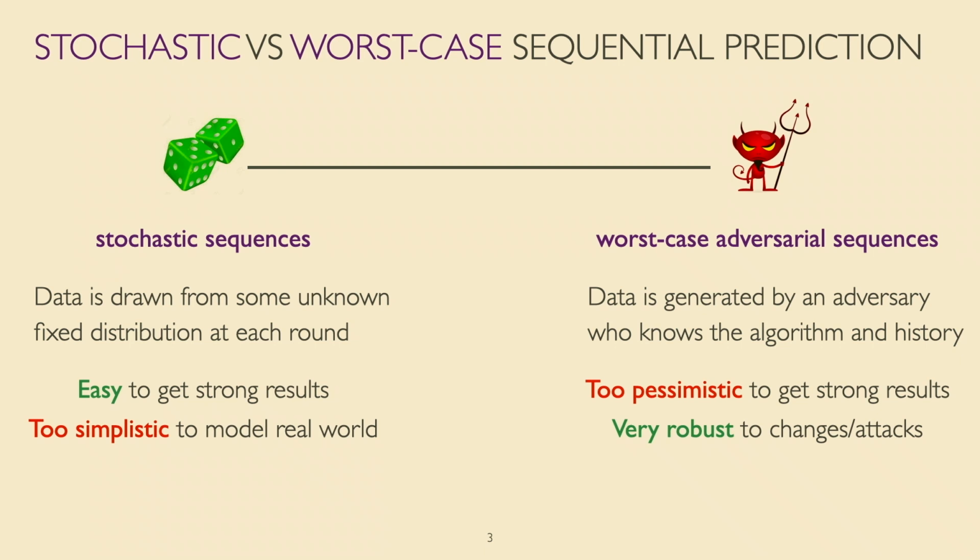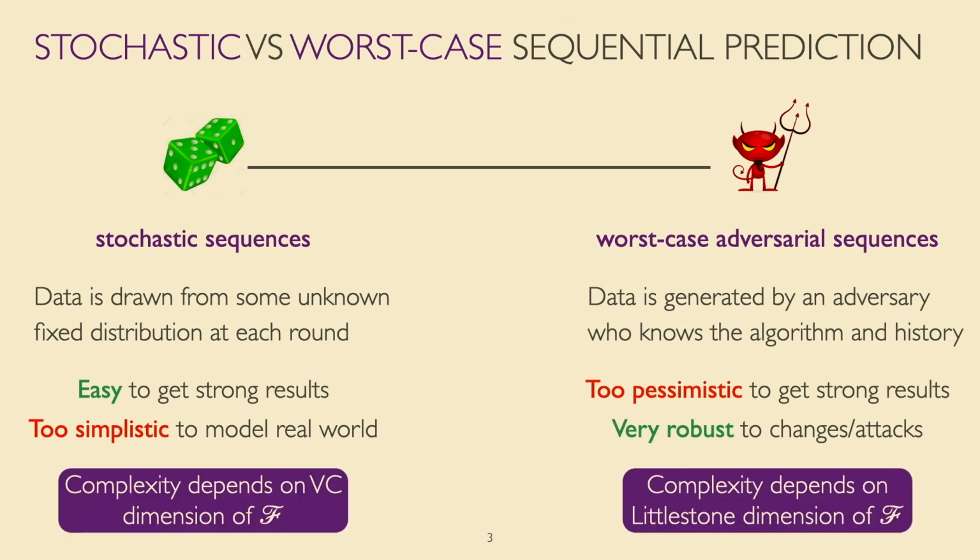So generally in the first case, it's easy to get strong results. Because the sequence is stochastic, we don't have to be adaptive to change in the distribution, so we can get good results there. However, this model is too simplistic to model real-world situations, because in the real world, we don't expect all the data to come from some unknown fixed distribution and not change over time. Whereas if we go on the worst case side, this is too pessimistic, because every data point can be adversarial, and here it's really hard to get good results. But on the positive side, this is a very robust model, because you're robust to all kinds of changes and attacks.